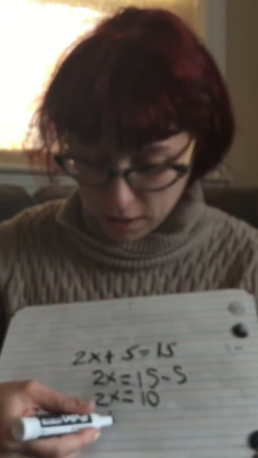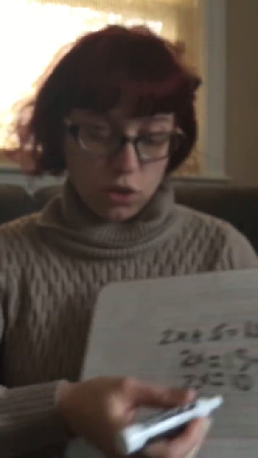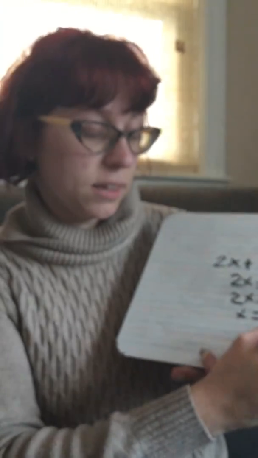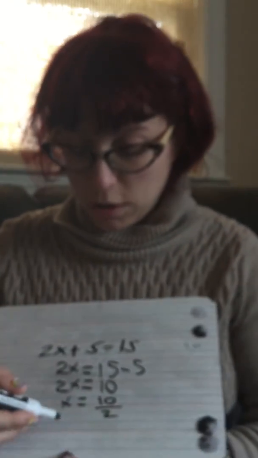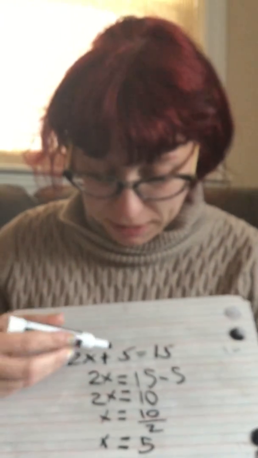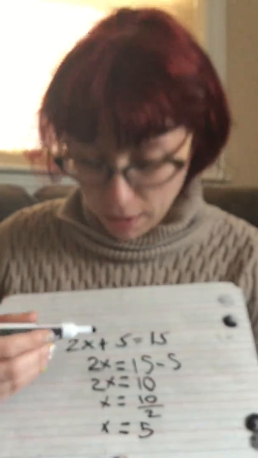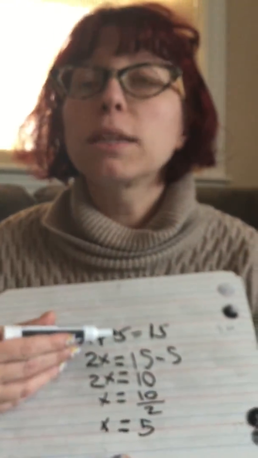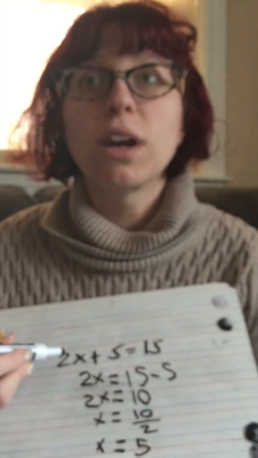So to get rid of the 2, we need to divide. So 10 divided by 2. What is the answer to 10 divided by 2? It is 5. So there's more steps in this one, but it's the same idea. Just do each step at a time. I recommend doing the addition and subtraction before you do the multiplication on this one.